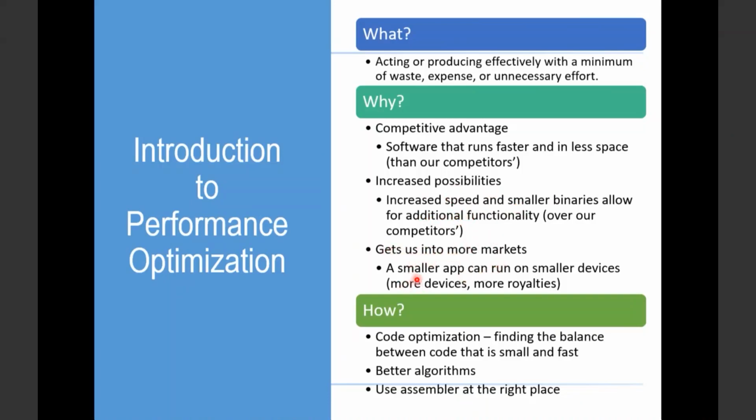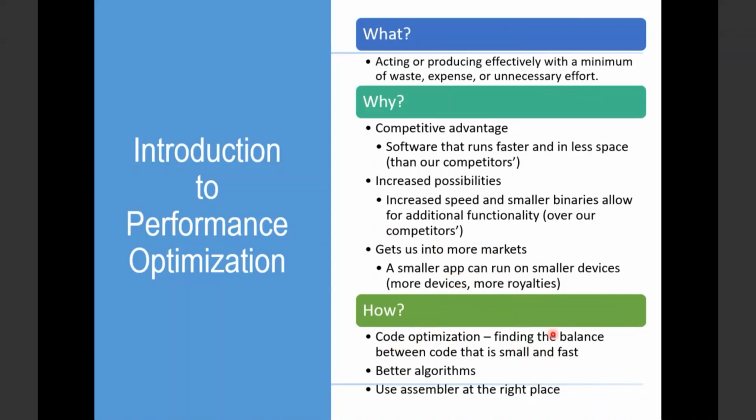A smaller app can run on a smaller device, because nowadays, when we look around us, much of the devices produced are portable devices, which you can carry along whenever you go. That's why you need a smaller app that can run on a smaller device. So how are we going to achieve it? First, by using code optimization, finding the balance between code that is small and fast. Because you have a code.